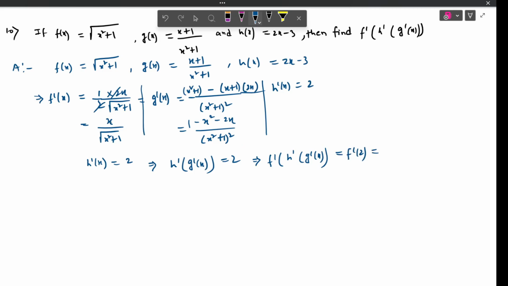Now what is f dash x? This is x by root under of x square plus 1. So put 2 in place of x. It will be 2 by root under of 2 square, that is 4 plus 1. That is 2 by root 5 is the answer.